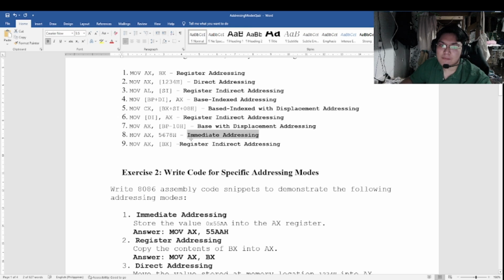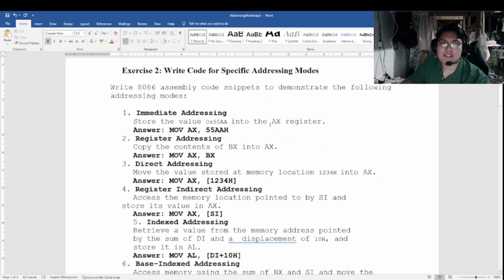And number 8, my answer is immediate addressing. This is because the value 5678H is directly moved into the AX. So there is no memory access here, because the value is part of the instruction. And lastly, for number 9, my answer is register indirect addressing, because the value at the memory location pointed to by BX is moved into AX. So BX is used as a pointer to the memory. This is just the same as number 6.